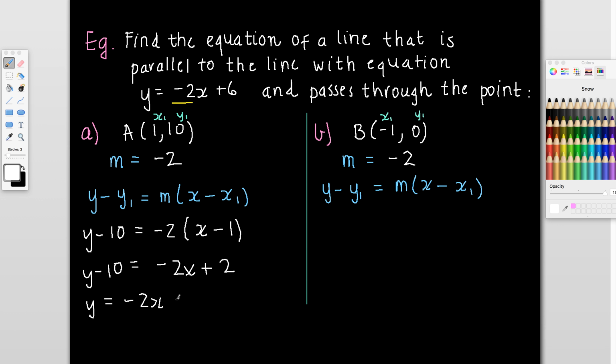So 2 plus the 10. There's my rule. y equals negative 2x plus 12. I'll do it now with a different point, but same process. We've got the gradient and we've got that point.